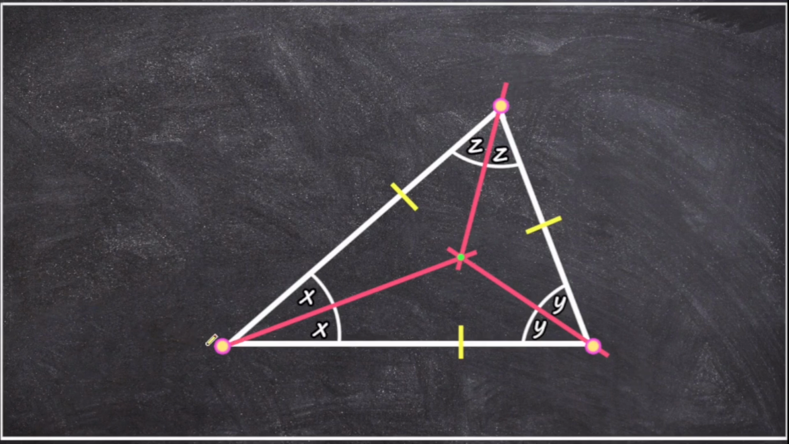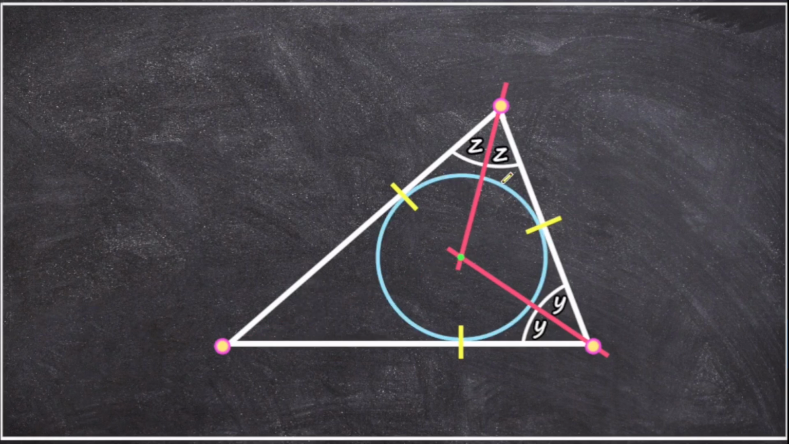But it should also be clear to you by now that the point at which the 3 angle bisectors intersect is the center of the incircle. But because all of the angle bisectors intersect at the same point, it's enough to only draw 2 angle bisectors in order to find the center of the incircle. And that's why in the process of constructing the incircle of this triangle, we used 2 angle bisectors.